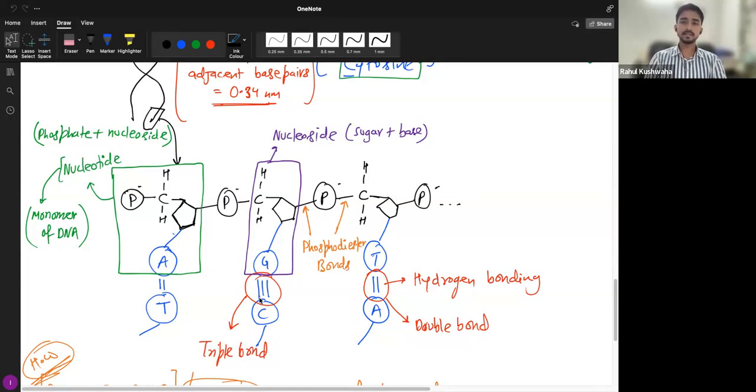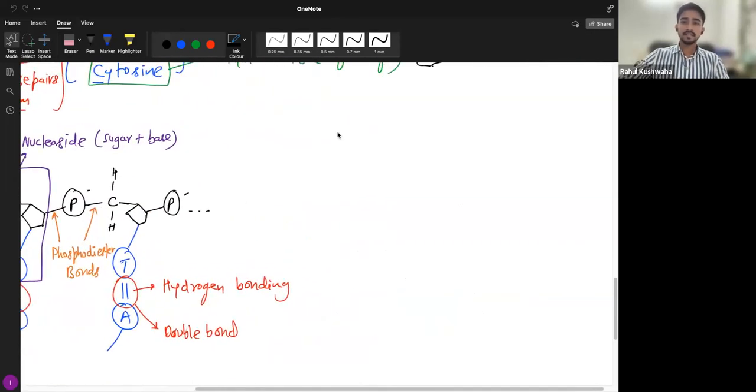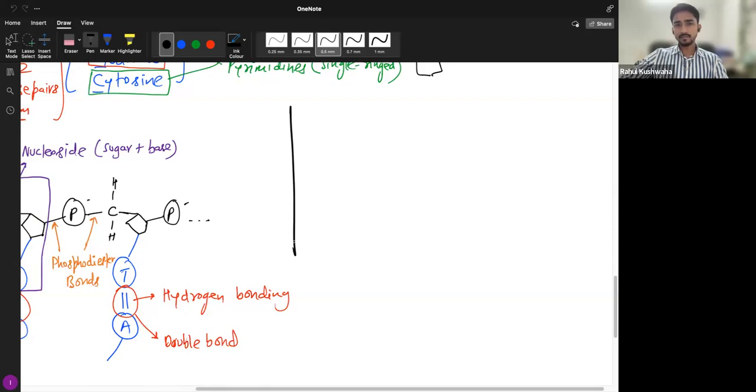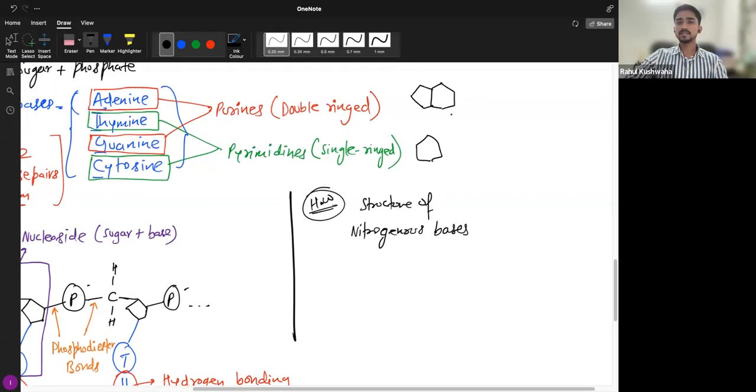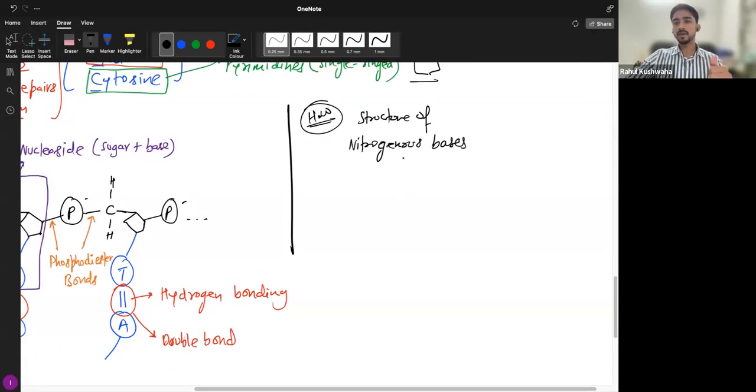The logic behind that is the structure of adenine, guanine, cytosine, and thymine. It is not very important for you to remember these structures, but as an alternate take-home assignment, I'm giving you to go back and look at the structure of nitrogenous bases. You already know that purines have a double ring structure and pyrimidines have a single ring structure, but just go back and look at the structure of these nitrogenous bases.